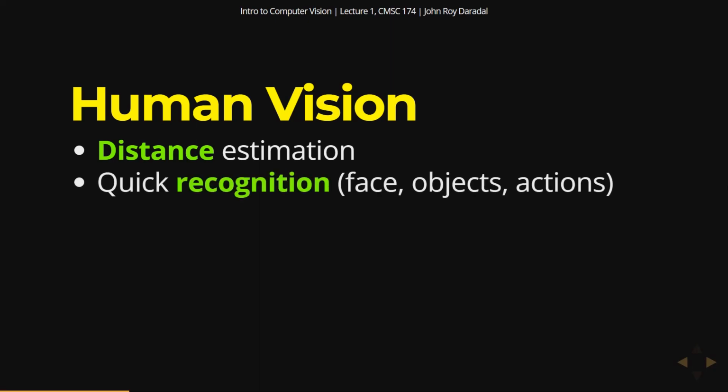And then of course recognition. Okay, quick recognition of face, objects, and actions. So when we see someone, we can immediately recognize that, hey, this is my friend, this is my enemy, or something like that. Okay, or if you don't recognize it, then hey, this is a stranger. Okay, and then of course objects. When we see things, we automatically recognize that, oh, this is a pen, or this is a computer, or this is a phone or something, right? So it's almost instantaneous.